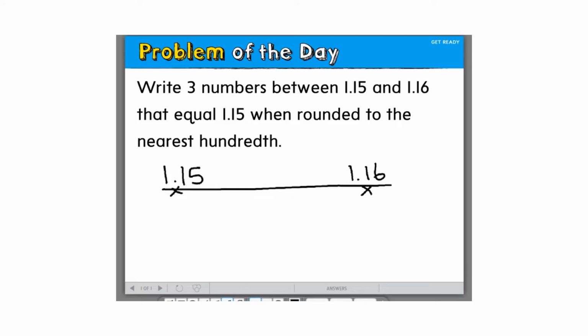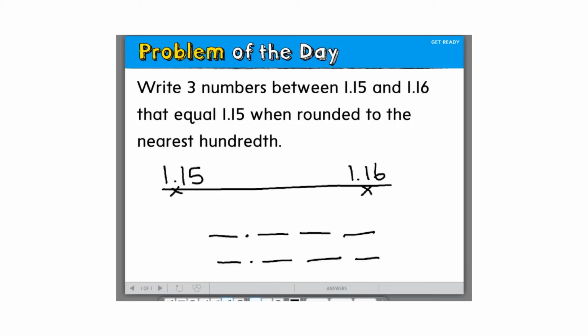So it's got to round to 1 and 15/100ths when you round it to the nearest hundredth. So here's what your number is going to have to go to the thousandths place, right? Because if I round to the hundredths, that means I'm going to look to the right to the thousandths place to see what I do with that number.